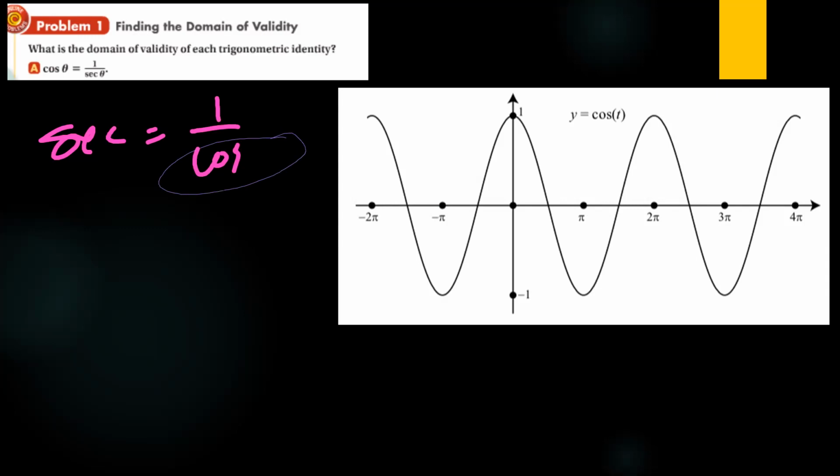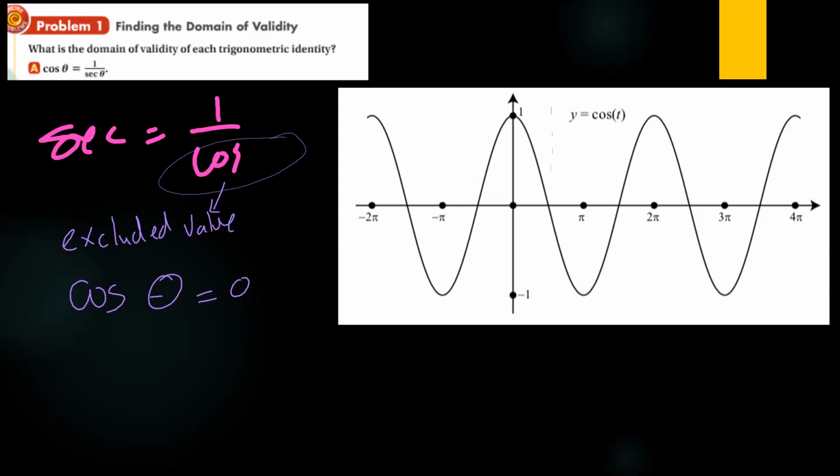Now here, where will the excluded value be? At the points that make the cosine of the angle 0. At which angles is their cosine 0? 90 and 270. It's pi over 2, and 3 pi over 2.